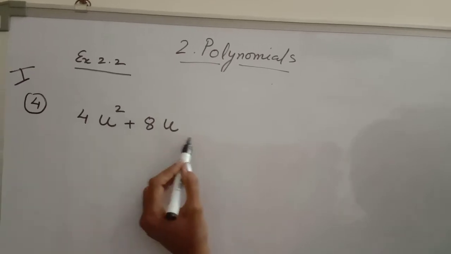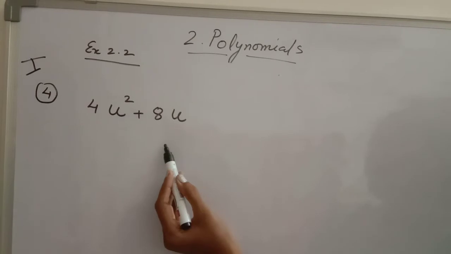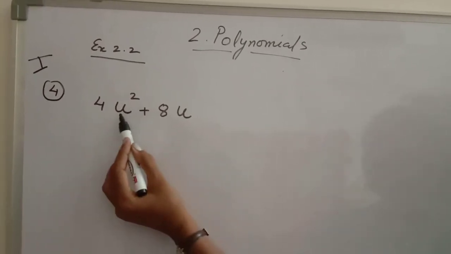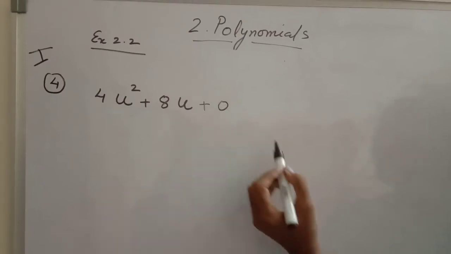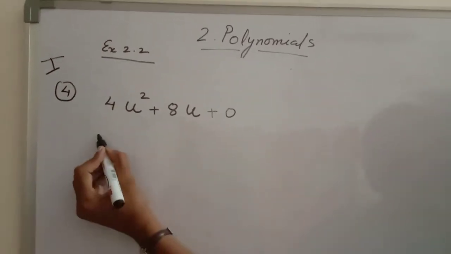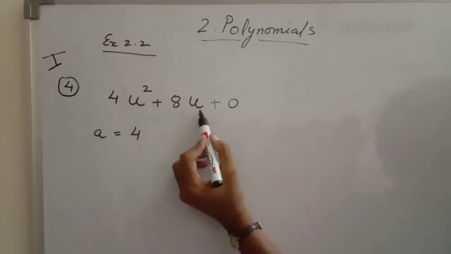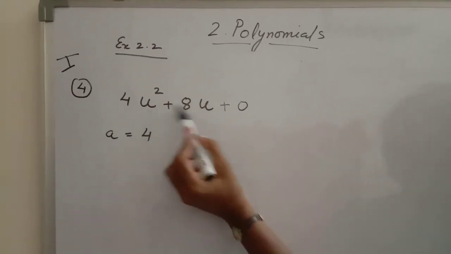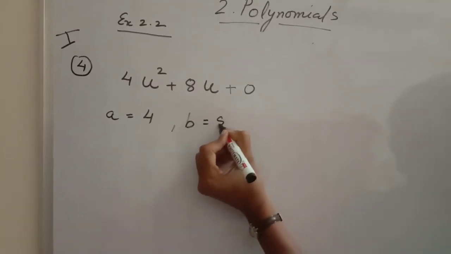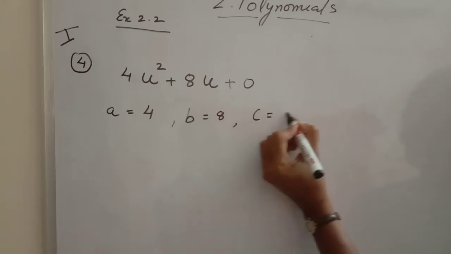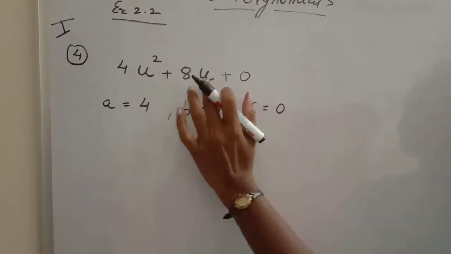Now the fourth. Here this is the quadratic polynomial. First of all, I want to find the zeros of it. Here this is the first term, this is the middle term, and the last term is not given. So it must be 0. So what is A here? 4. This polynomial is in terms of u. Here the variable is u. What is B? 8. And what is C? 0. Okay, now I want to find the zeros of this.